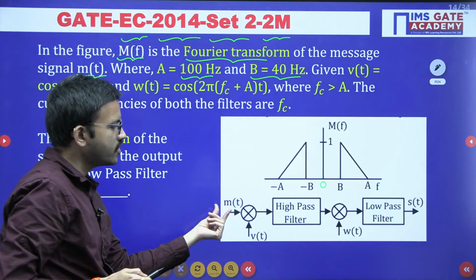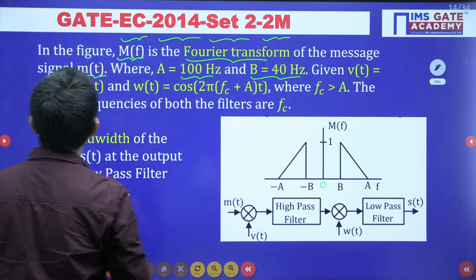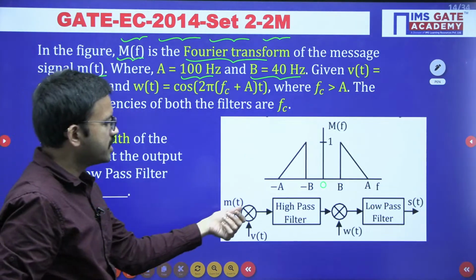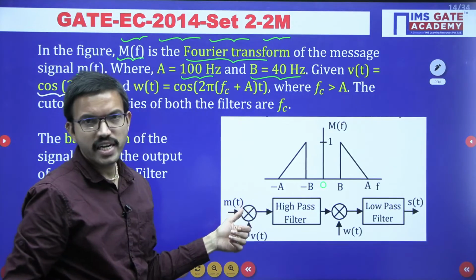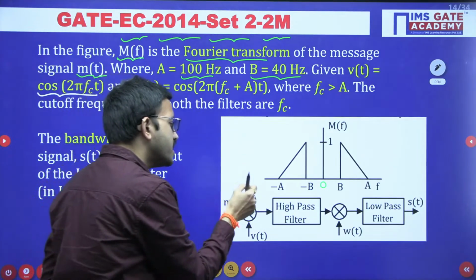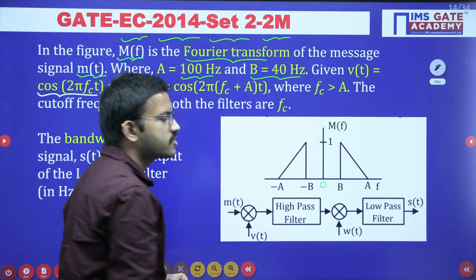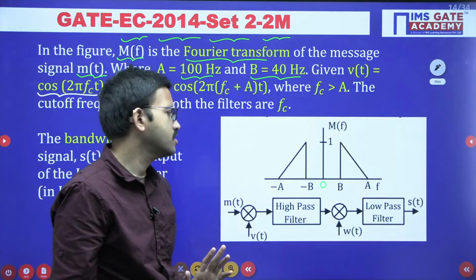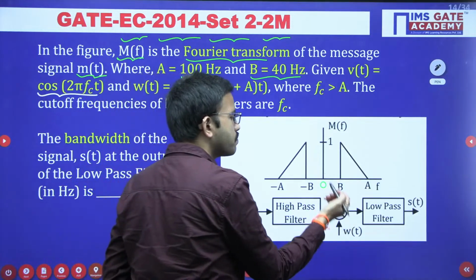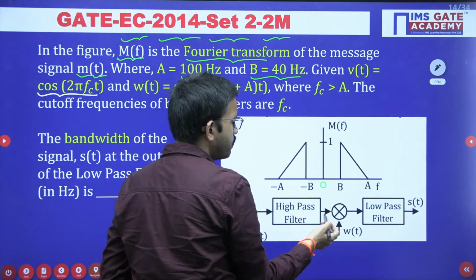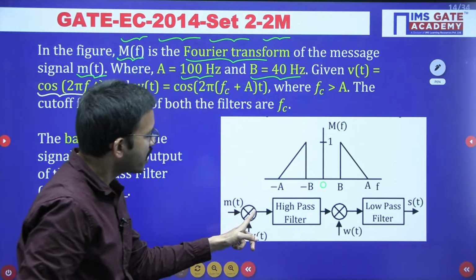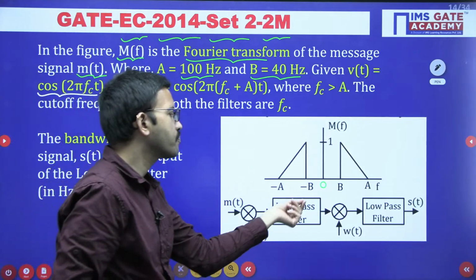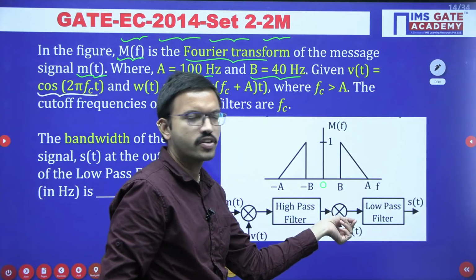Okay, m of t is given here, and regarding v of t, you have the carrier signal cos 2 pi f c t. So this is a multiplier, and the output you will get is DSB-SC. Now that DSB-SC we have passed through the high pass filter. High pass filter means it will pass only high frequencies. Now once again we are using a multiplier. For this multiplier, one of the inputs is the output you got here after passing through the high pass filter. That output we are giving as input. That is the beauty.